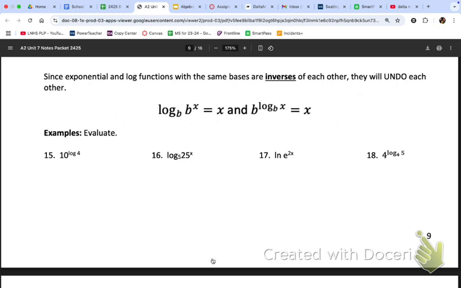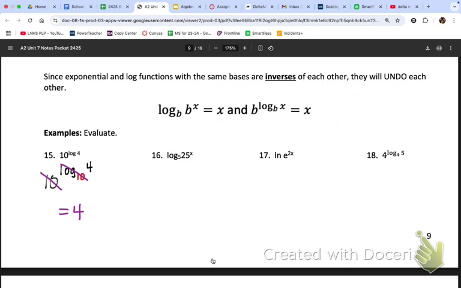So look at this one. You can rewrite this as 10 raised to log base 10 of 4. If you don't see a base for the log, it's 10. And here's what's cool. These actually just cancel out because exponential base 10, log base 10, your answer is 4. You're going to see this on Delta Math today.